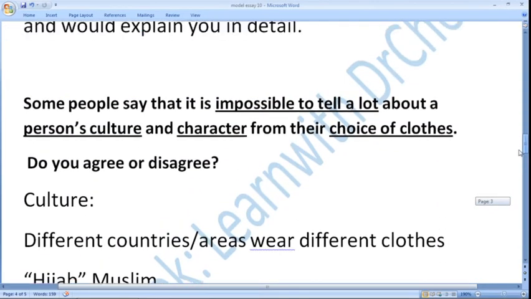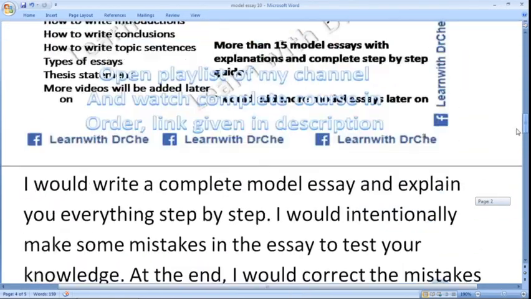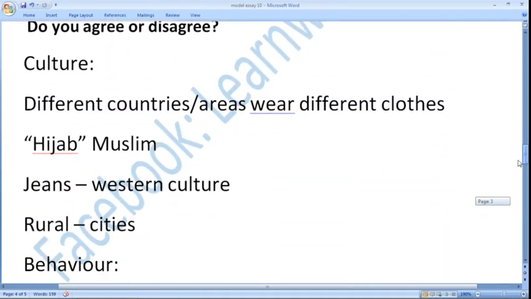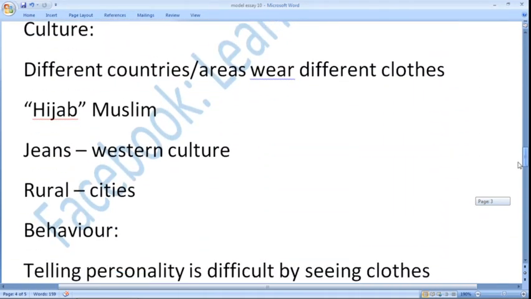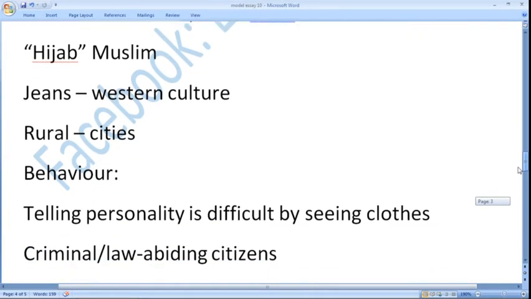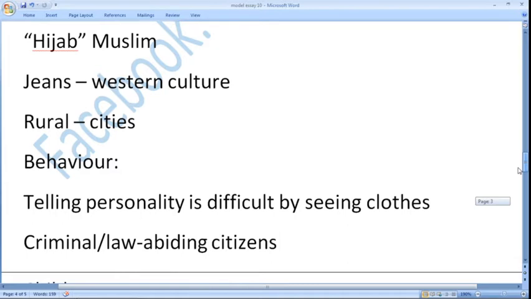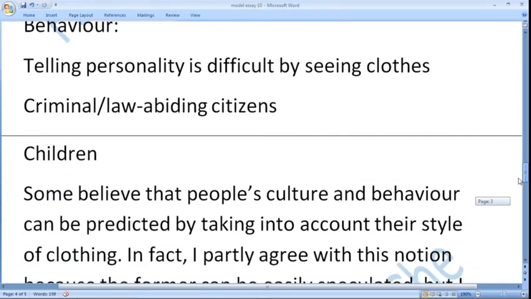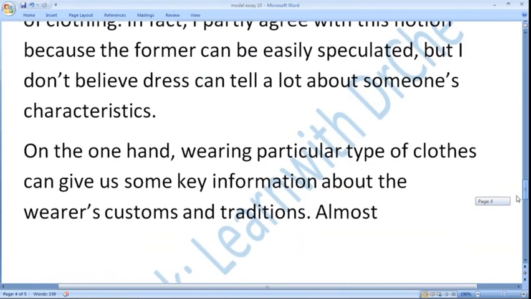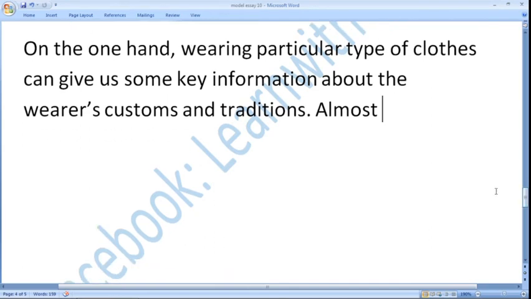Let us look over the ideas. Different countries wear different clothes: hijab, Muslim, jeans, Western country, rural, cities. This is how our plan of essay can help us while we are writing, so we would not stop writing.